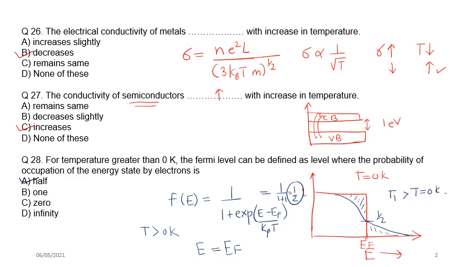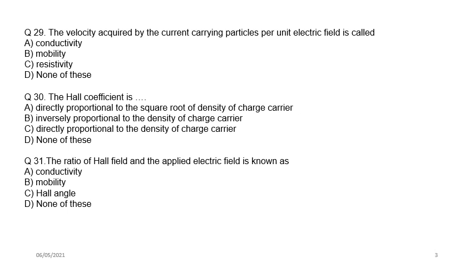Now let's see the next question. The velocity acquired by the current carrying particles per unit electric field is called as... So you know directly, it is mobility. Mobility is defined as the velocity acquired by the electron per unit applied electric field.